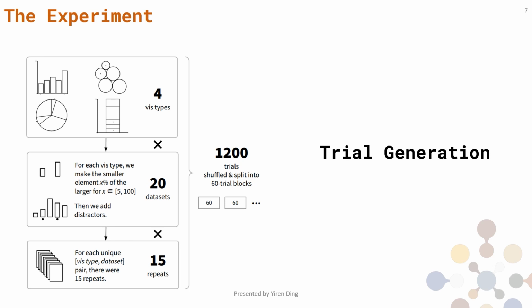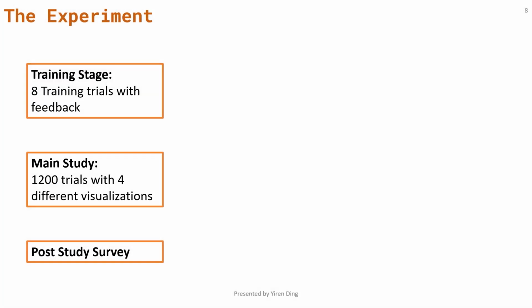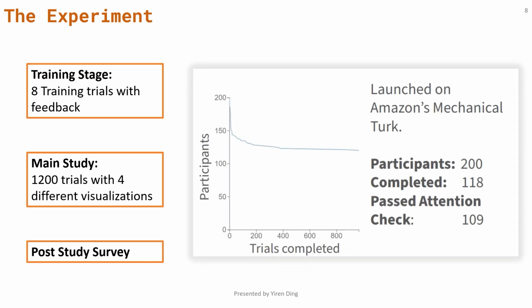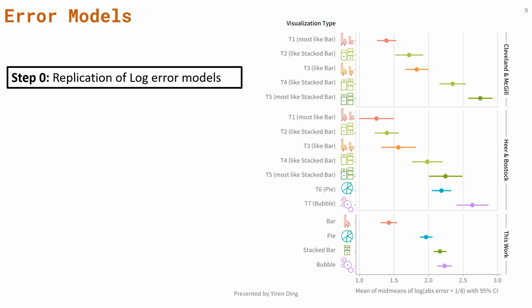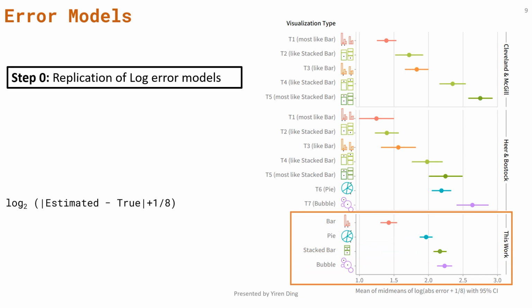We added training stages before the main study and a post-study survey after the main study. We had 200 participants take the experiment, 118 able to complete all 1,200 trials, and 109 of them passed the attention check. Now, with responses from 109 valid participants, we will start our modeling. First, we replicate the analysis with the log error model. Our results are aligned with previous replications and the original experiment.